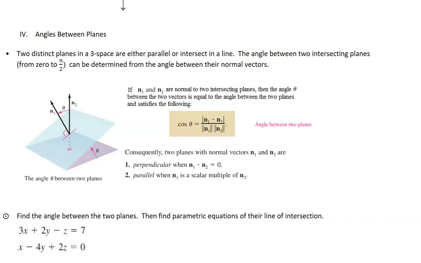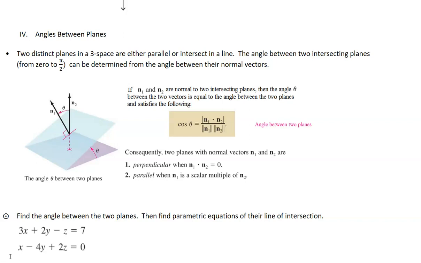Next, we're going to look at angles between planes and the distance between planes. Two distinct planes in 3-space are either parallel or they intersect in a line, and the angle between two intersecting planes, from 0 to pi over 2, can be determined from the angle between their normal vectors. So if n sub 1 and n sub 2 are normal to two intersecting planes, respectively, then the angle theta between the two vectors is equal to the angle between the two planes, and it satisfies the following equation.